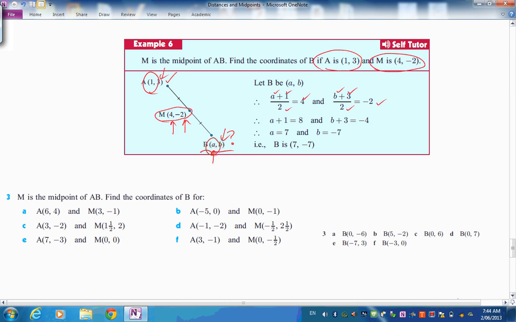So we're going to backtrack from knowing the midpoint back to one of the ends. And here we go. If you do this now, multiplying both sides by 2, a plus 1 equals 8, subtract 1, you get 7. And over here, multiplying both sides by 2, b plus 3 equals -4, subtract 3, and you get -7. So we've actually backtracked from the midpoint down to one of the ends.